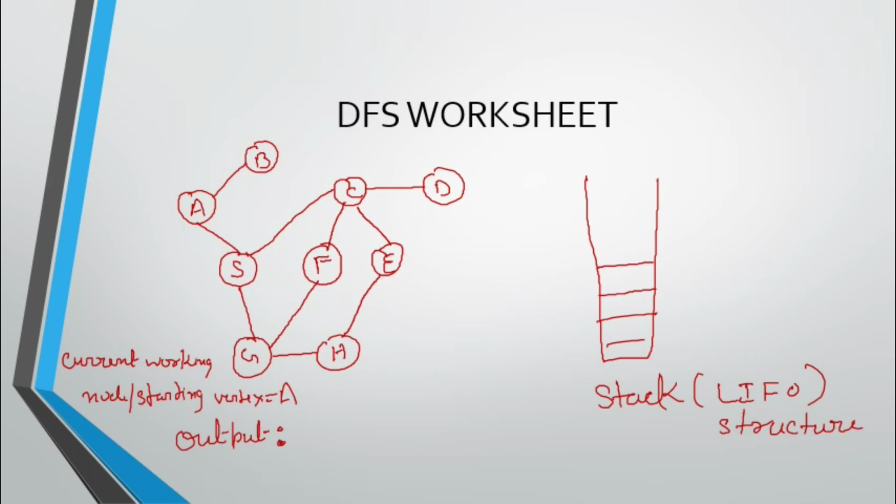Okay, let us start this thing. Currently the working node or starting vertex is A. I will just put it with the arrow here, A. Put that into the stack first, because that is the first visited one. So put A into the stack and put A into the output.